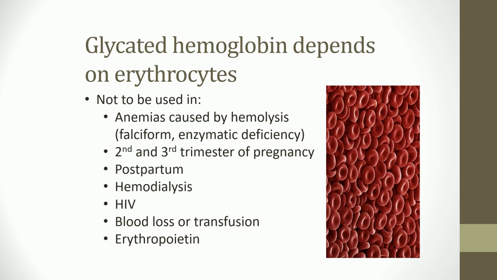Which are the main or the most common diseases of red blood cells that might lead us to a wrong diagnosis, and when, of course, we shouldn't take this test, or we should be very careful when we ask for it. Of course, when the patient has anemia, especially caused by hemolysis, something that destroys red blood cells, so sickle cell anemia, enzymatic deficiencies, maybe a drug that destroyed red blood cells, be very careful with glycated hemoglobin.